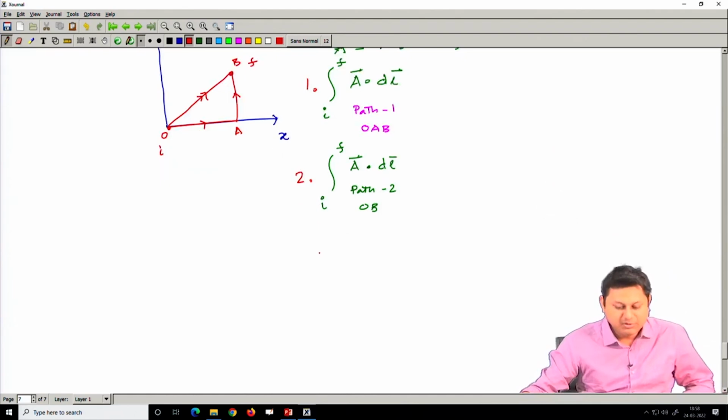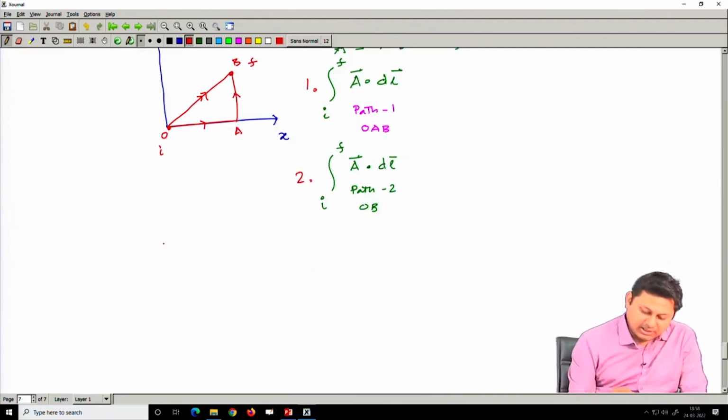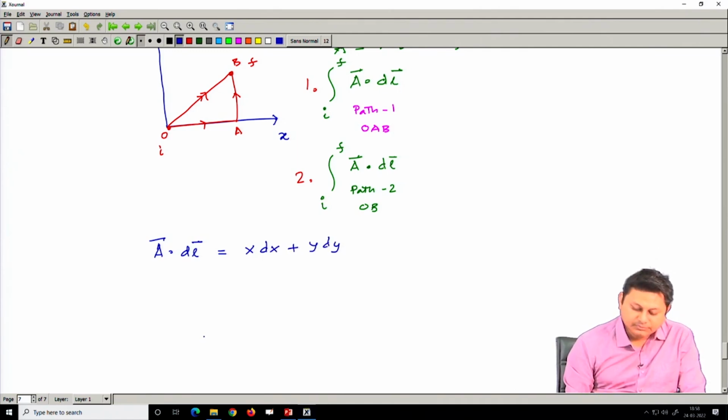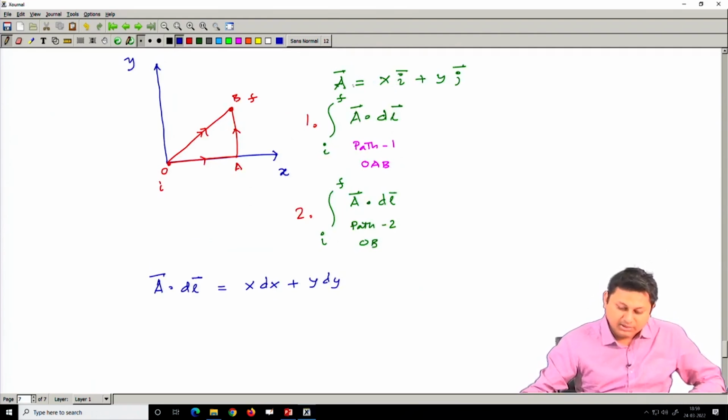So, how you do that, I am giving you the hint, I am not going to do the entire problem, I am just giving you the hint. So, A dot dl, here you need to first execute what is A dot dl. A dot dl, which is a 2 dimensional problem, is simply x dx plus y dy, that is all, right.